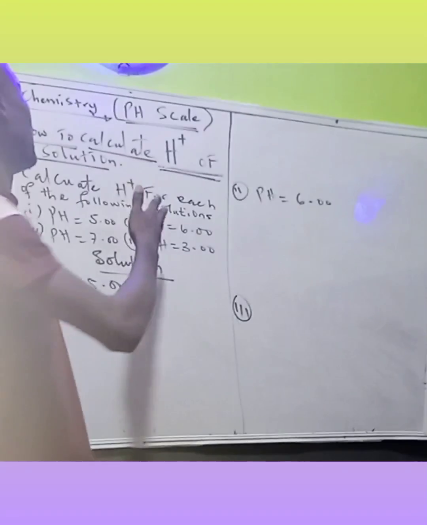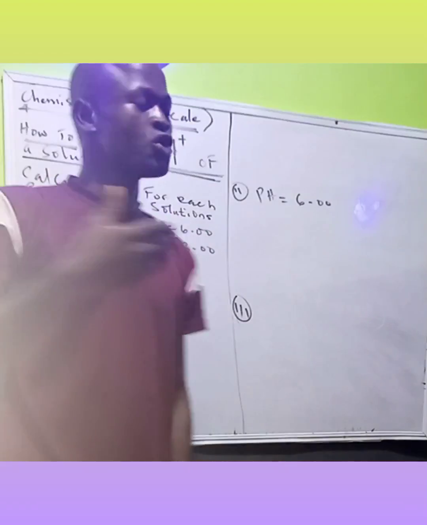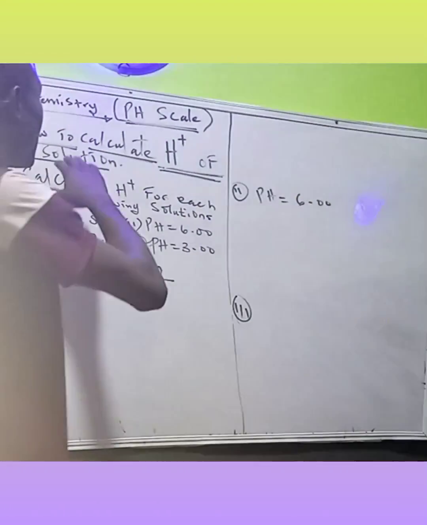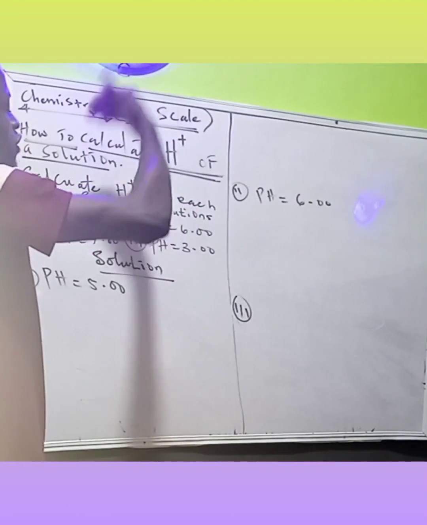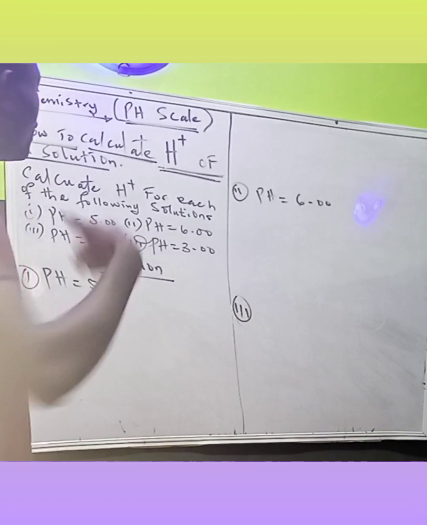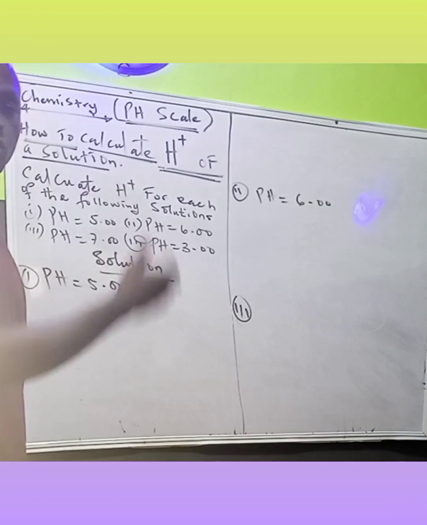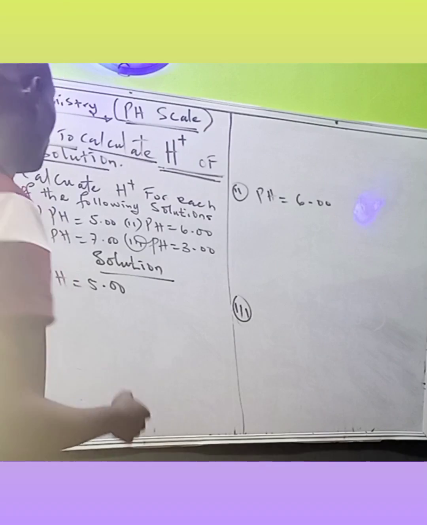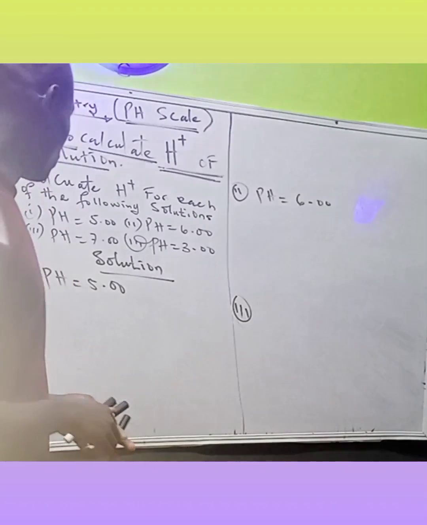Today we are looking at chemistry, pH scale calculations. We have been doing the other previous videos on pH scale calculation, but today we are looking at how to calculate H positive of a solution. That is hydrogen positive of a solution, the hydronium ion. Okay, now let's look at a question.